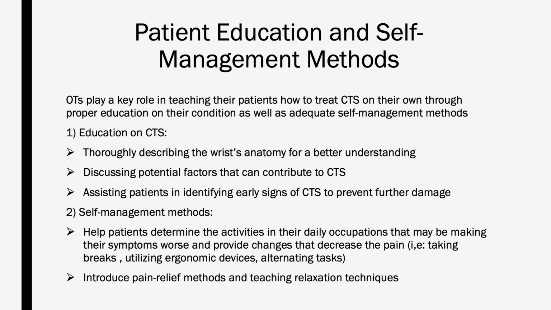Once one knows that they have CTS or may have potential of having CTS, OTs can provide them with self-management methods that they can do on their own. So they help their patients determine the activities in their daily occupations that may be making their symptoms worse and provide changes that decrease the pain. For example, taking breaks, utilizing ergonomic devices, and alternating tasks can be really helpful for this. And they can also introduce pain relief methods such as exercises or even medicine and teach relaxation techniques to them.